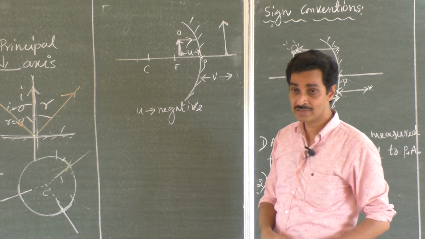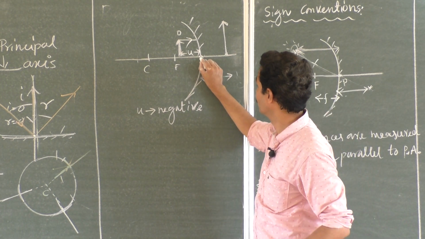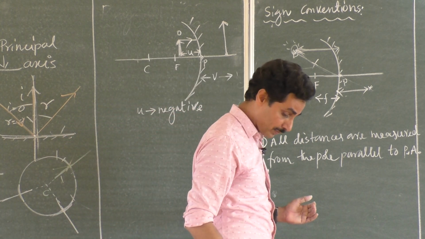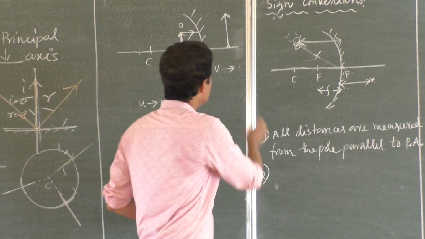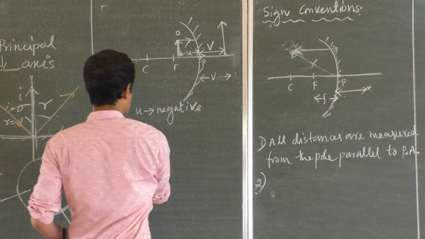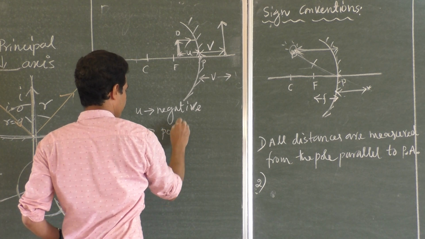Now, when you measure the image distance, what will you do? You will start from the pole. So the pole is here. Where is the image? You have to move like this, right? So you have to measure the distance from the pole to the image. You have to move like this and measure the distance. Now V is positive here.